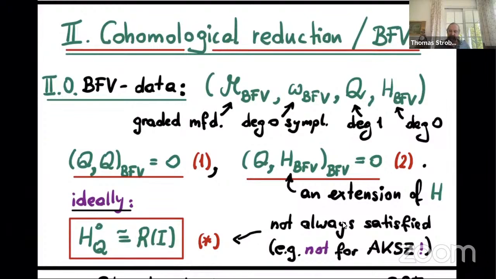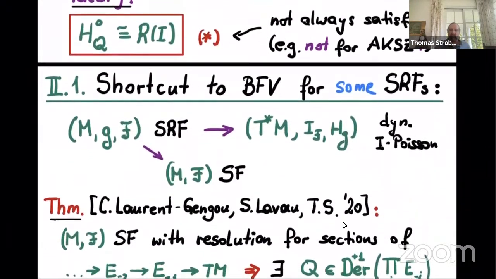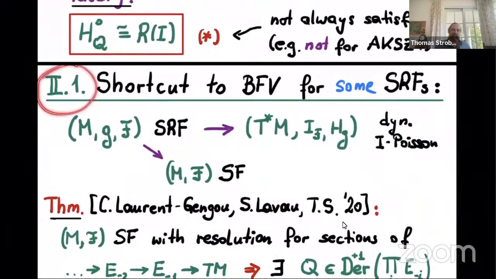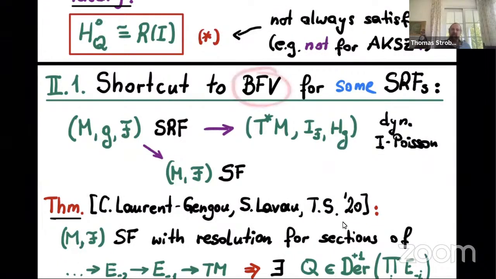But what is interesting is that this is not always satisfied in many situations of BV, and not even for the AKSZ model. There's a bigger space one finds there. This may also be one argument why the following part may not be completely stupid: to find a kind of shortcut. So AKSZ is a shortcut for the BV formulation of some class of systems. Here, suppose the class, we want a shortcut for BFV.